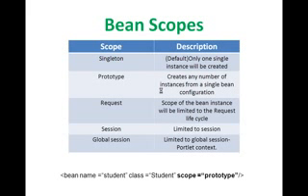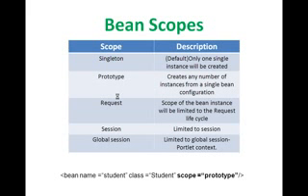Coming to the bean scopes, Spring has 5 different kinds of scopes defined. They are singleton, prototype, request, session and global session. Regarding the last 3 scopes, request, session and global session, they are connected with web-based applications.